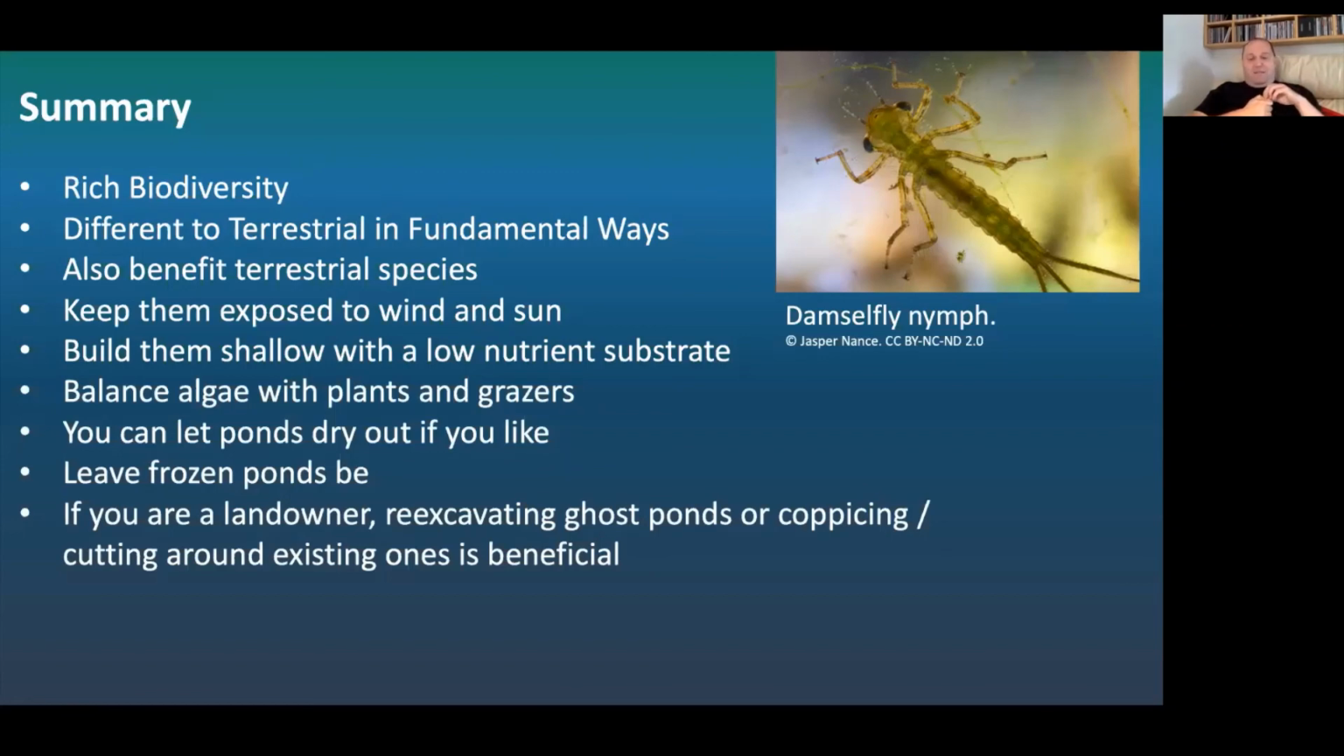And if you happen to be a landowner, and you have an old abandoned pond somewhere, re-excavating it or coppicing and cutting around existing ones, I think the science really shows now that it's really beneficial. So it's a really good thing.